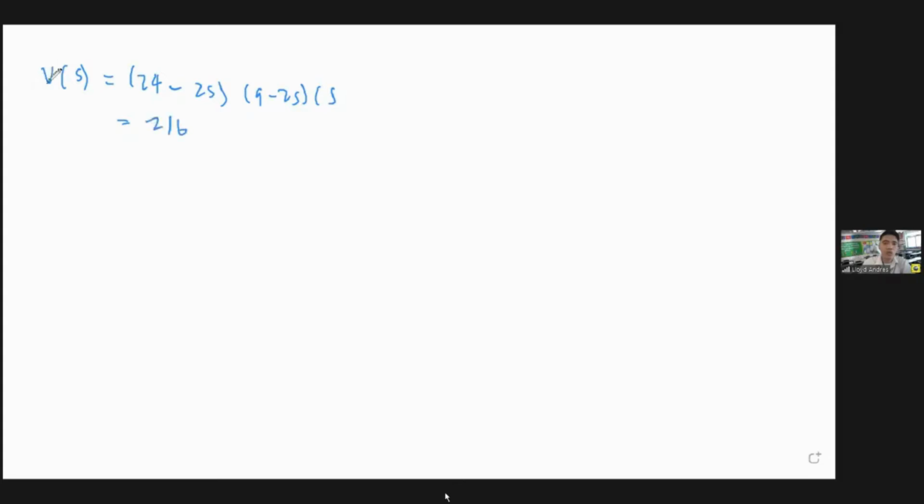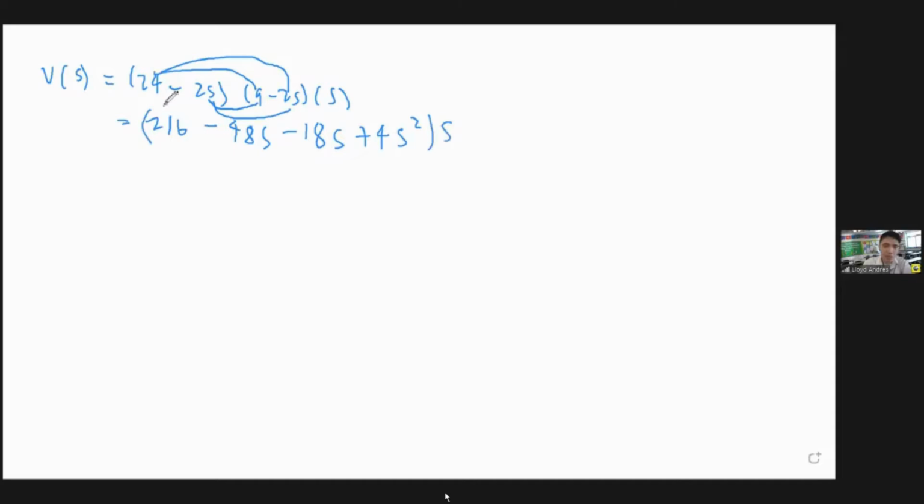Then 24 times negative 2s, which is negative 48s. Next, negative 2s times 9 is negative 18s. And lastly, negative 2s times negative 2s is positive 4s squared. And take note that there is also an s.